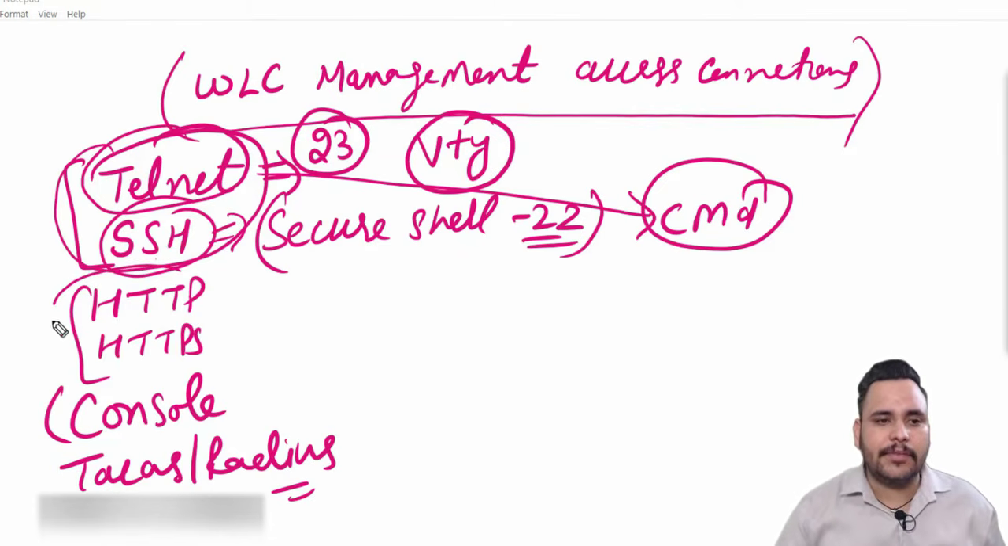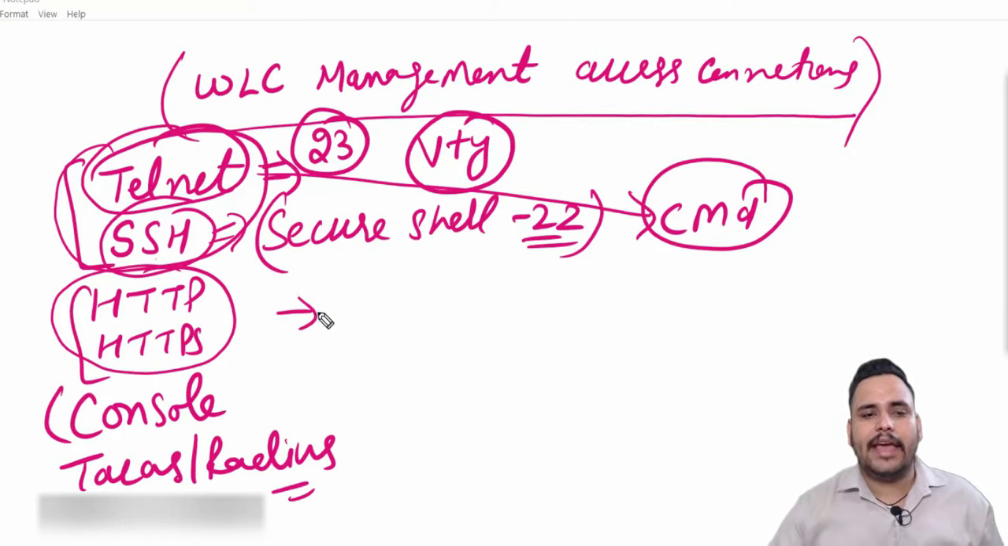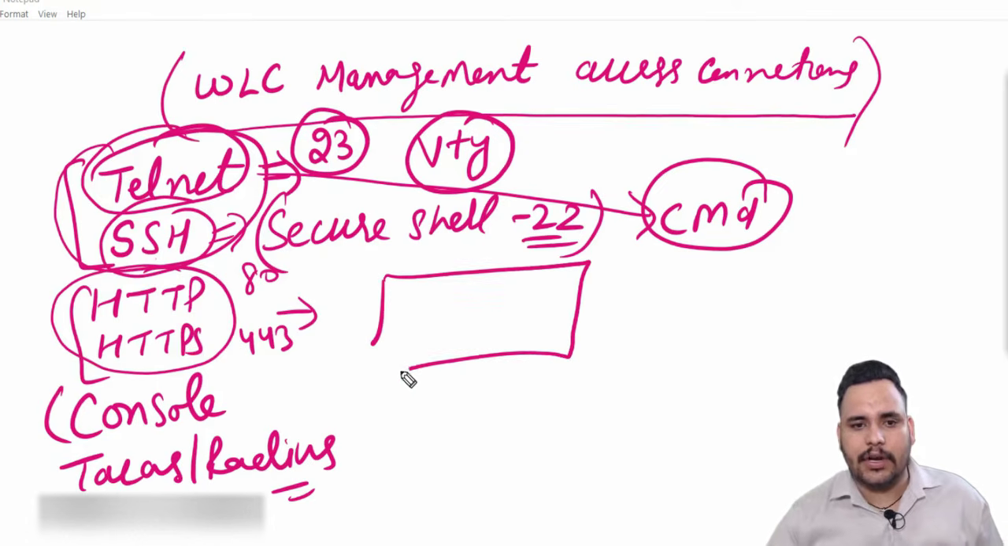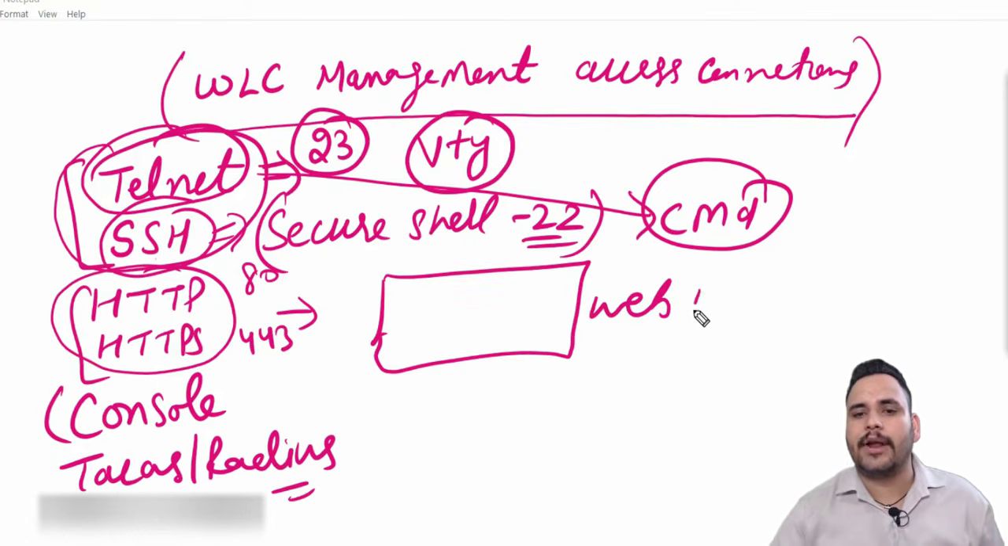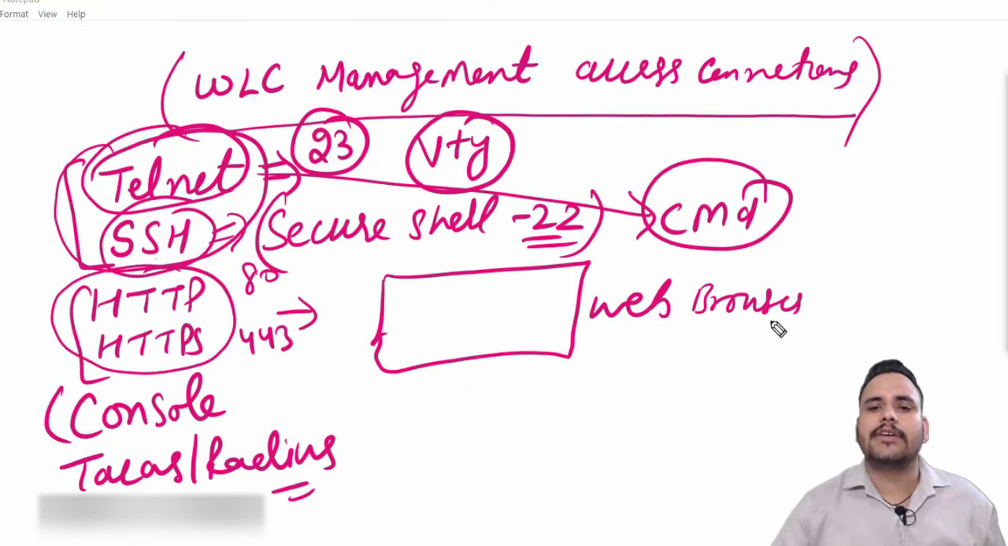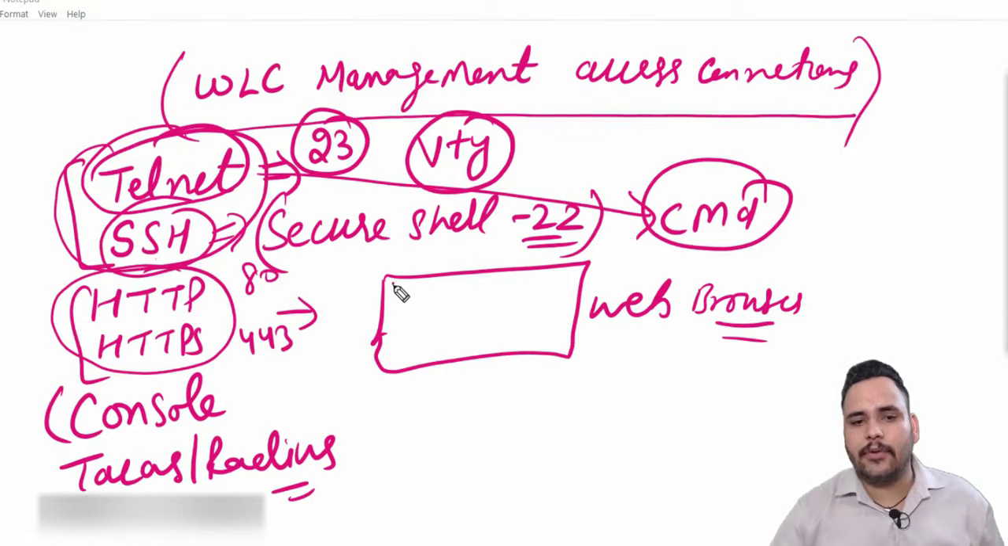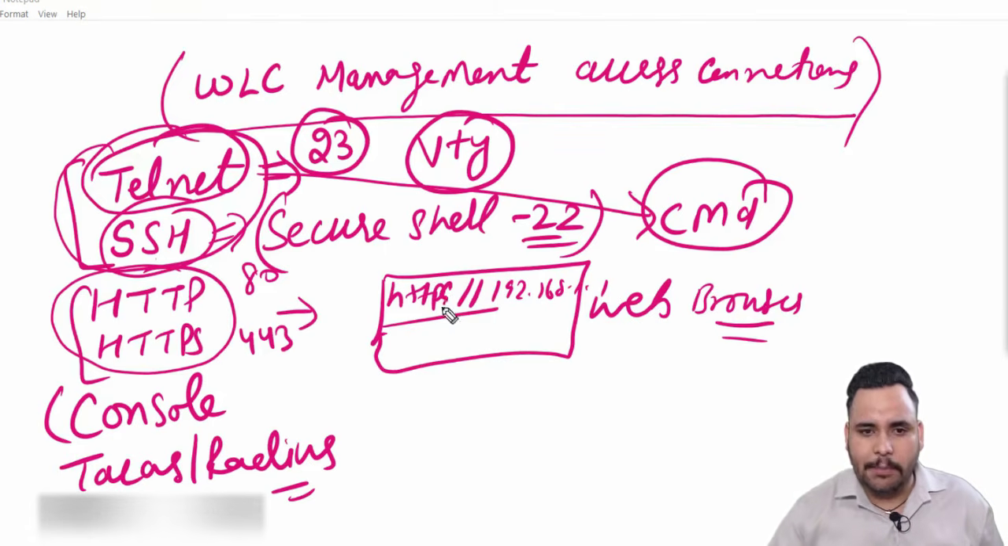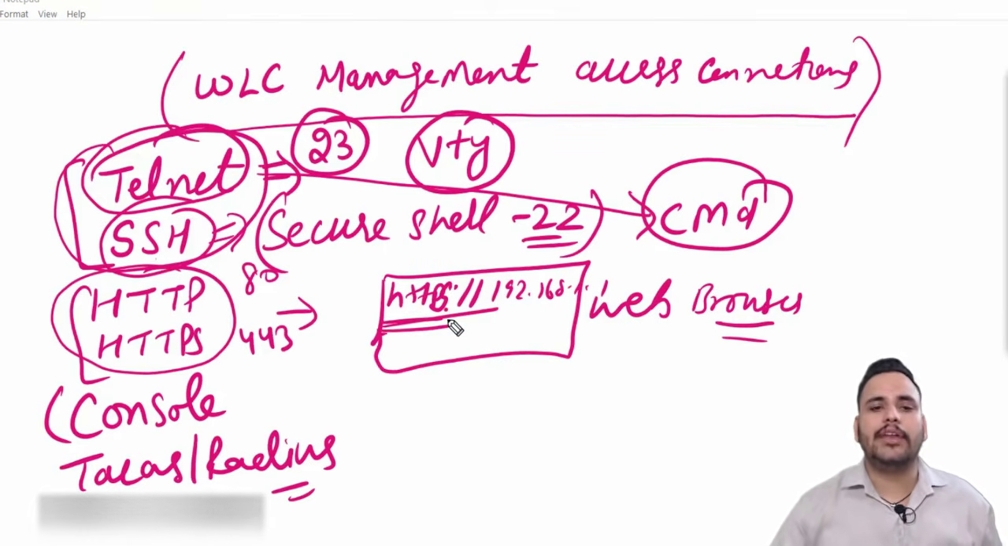Okay, besides this we have two more types: HTTP on port number 80 and HTTPS on port number 443. If you want to access your router with the help of a web browser, then in the web browser, for example, you type http:// and your IP address, like 192.168.1.1. Or if you want to use a secure connection with encrypted packets, then you can use HTTPS access.